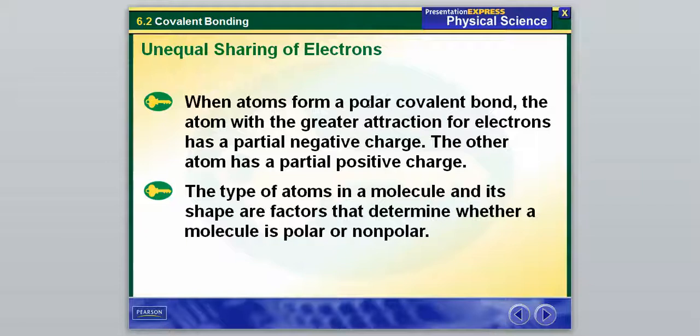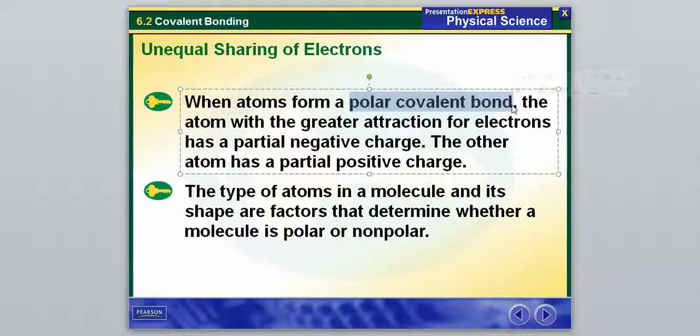When atoms form a polar covalent bond, not just a regular covalent bond, the atom with the greater attraction for electrons will have a partial negative charge, and the other atom has a partial positive charge. This will make more sense as we go, but basically when a polar covalent bond is formed, that just means that one atom is going to have the electrons closer to it more of the time compared to the other atom. In a nonpolar bond, the electrons are going to be shared equally between the two atoms, and in a polar bond, the electrons are going to spend more time near one of the atoms.